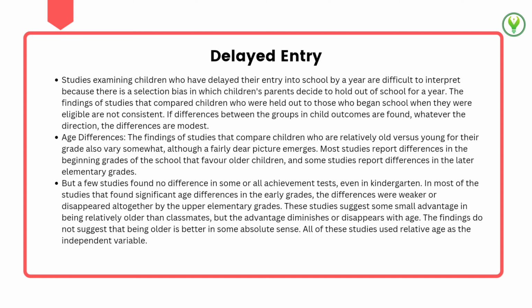In most of the studies that found significant age differences in the early grades, the differences were weaker or disappeared altogether by the upper elementary grades. These studies suggest some small advantage in being relatively older than classmates, but the advantage diminishes or disappears with age. The findings do not suggest that being older is better in some absolute sense. All of these studies used relative age as the independent variable. Depending on the birth date cutoff in the state or community, a relatively old child in one study could have been an average aged child in another study.